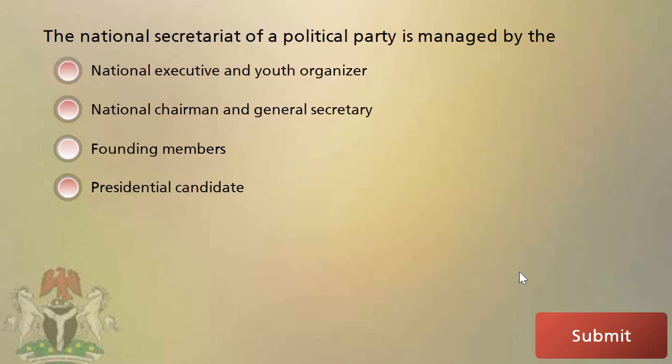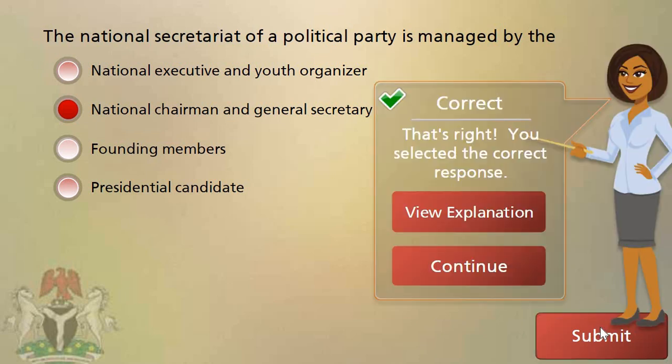Question 19. The National Secretariat of a political party is managed by the A, National Executive and Youth Organizer, B, National Chairman and General Secretary, C, founding members, D, presidential candidates. We should be familiar with this. The National Secretariat of a political party is managed by the National Chairman and General Secretary.